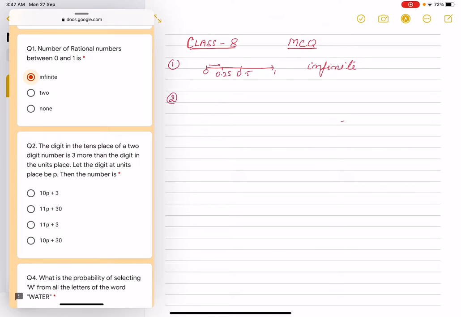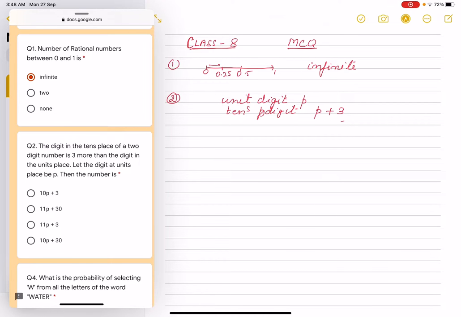We go to the next question then. It is from linear equations. The digit in the tens place of a 2-digit number is 3 more than the digit in the units place. Suppose we let the digit at the units place be P. As it is an MCQ, you have to be fast. So, the unit digit is P. So, what is the tens digit? The tens digit is 3 more. That means it is P plus 3.